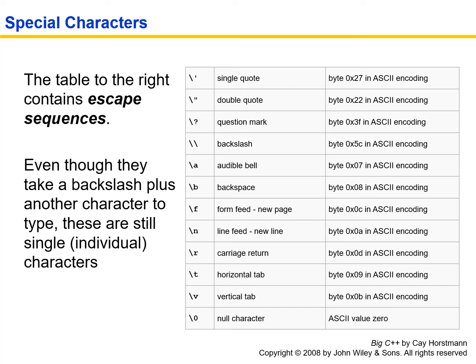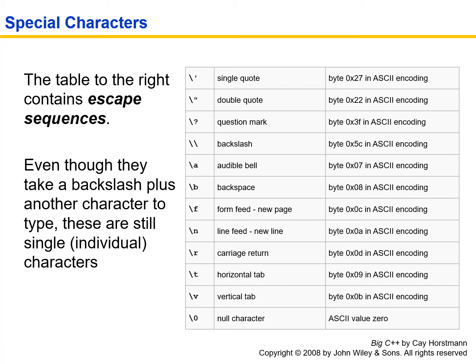So \0 is called the null character. It's an ASCII character whose value is 0. It does not print anything. It does not do anything. It's just there to hold the value 0. You can put tabs in your code with \t. You can put new lines in your code with \n. You can make an audible bell sound from your terminal window with a \a.